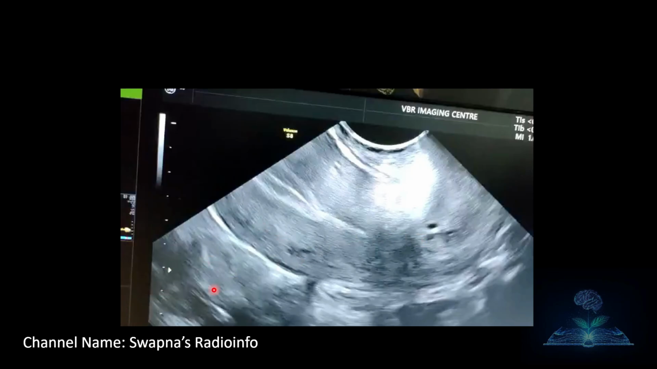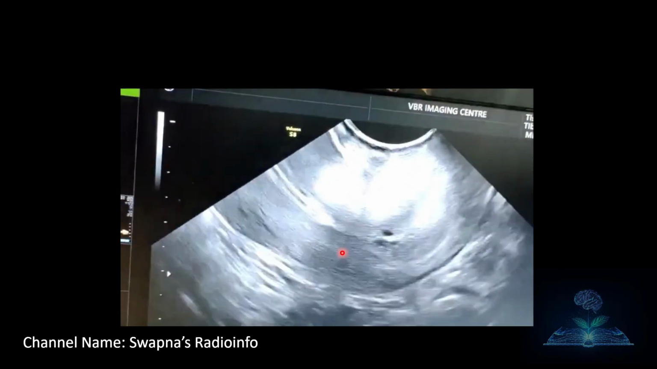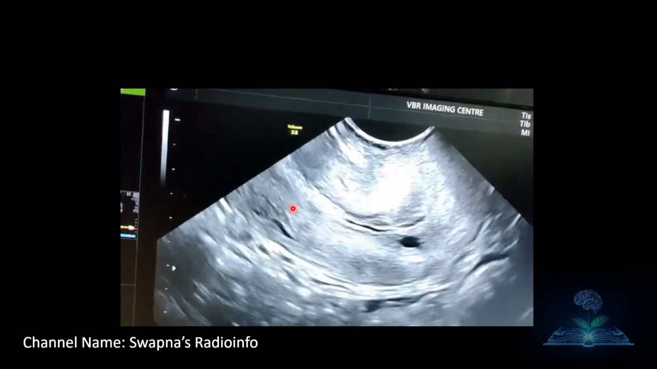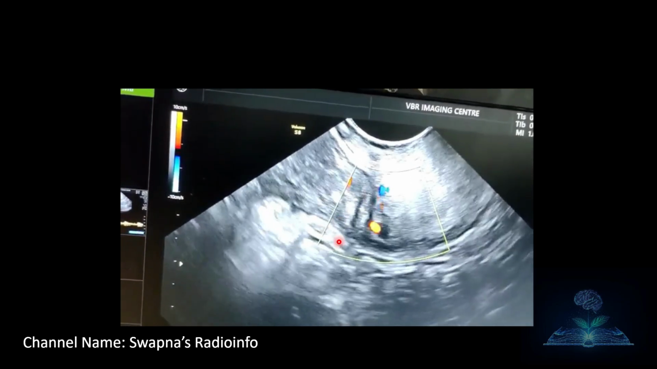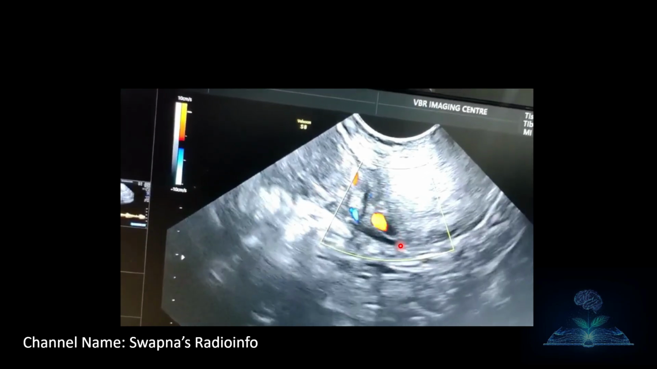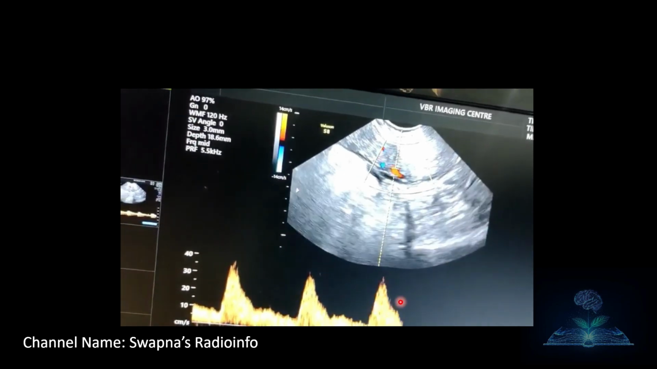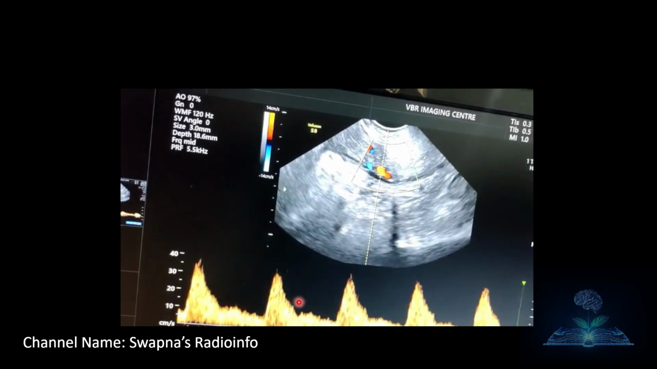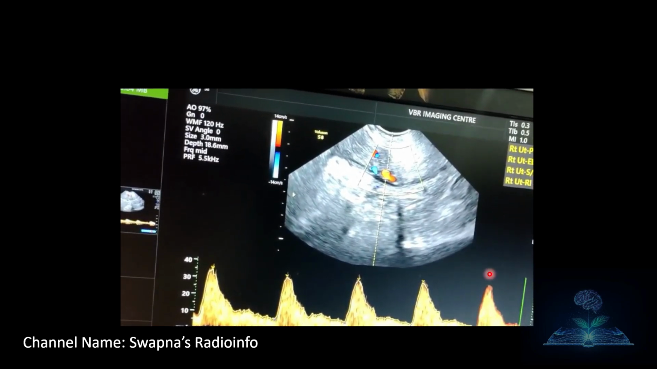Now you can see this is a transvaginal color Doppler ultrasound. You can see the entire uterus: fundus, body, and cervix. This is the cervicocorporal junction, where you can see the uterine artery by means of color Doppler. Just put on the spectrum. You can see very good flow in the uterine artery. By the autotrace method, you can measure the indices, both S/D, PI, and RI.